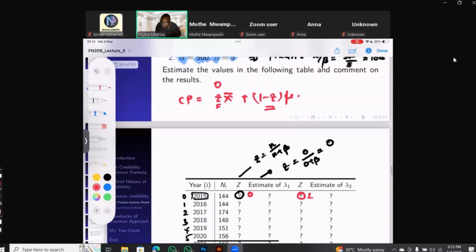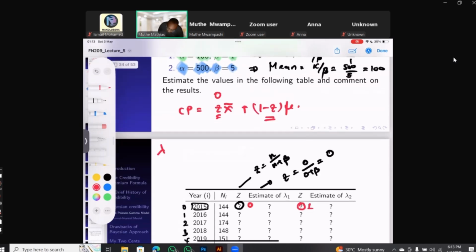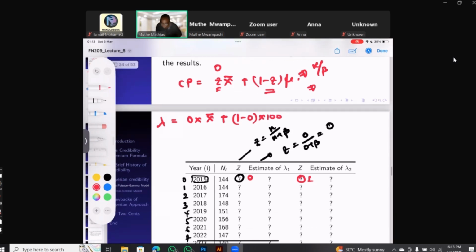Now the estimate of lambda is given by Z x bar plus 1 minus Z and then mu. So if you are here, you take 0 multiplied by x bar, and then plus 1 minus 0, and then the mu. So what is the mu? Remember, in both cases the mu is simply alpha over beta. This is the mean of the prior. We know that the mean is 100 in both cases, so we multiply by 100. And you can see that if you estimate there, this part is 100, and also this part is actually 100.